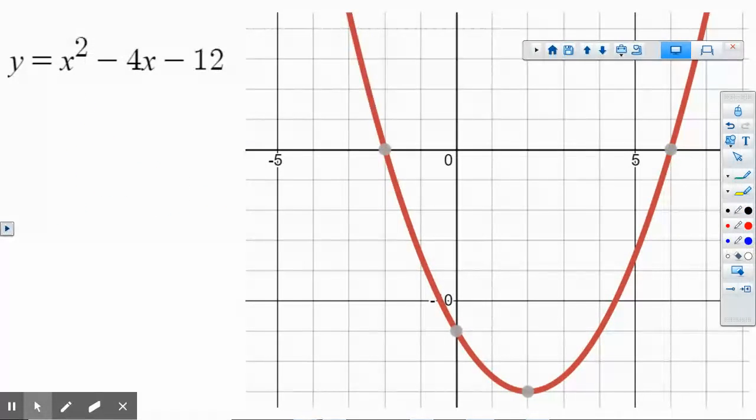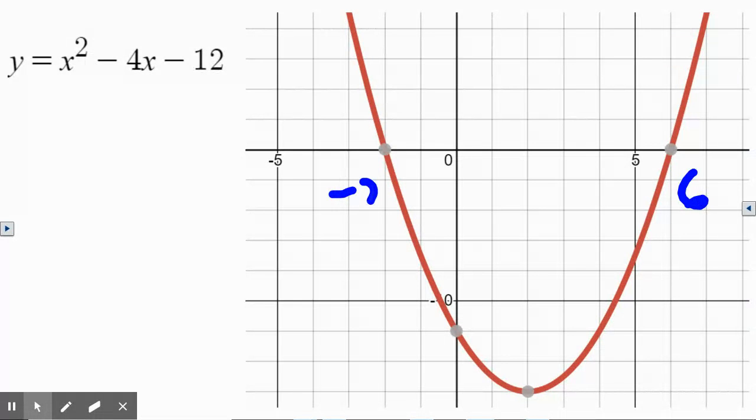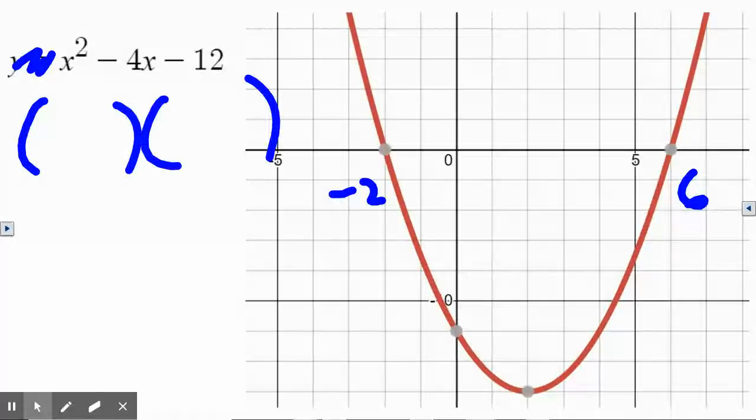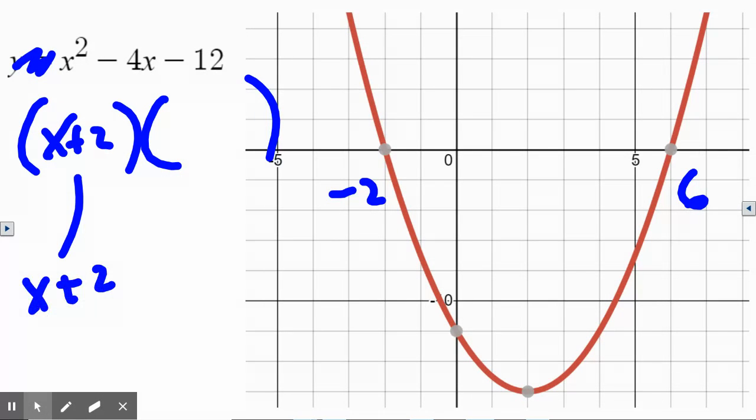But how does that help us with factoring? So if the question had been instead, factor x squared minus 4x minus 12, we have a lot of different ways of doing that with boxes and everything else. But what this tells me is that when I have a 0 of the equation at -2, it gives me a factor of x plus 2, because x plus 2 equals 0 means that x is equal to -2.